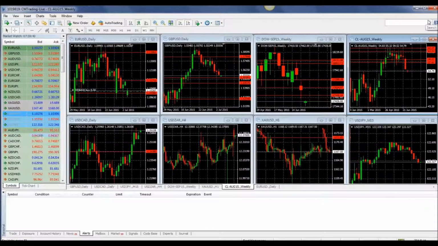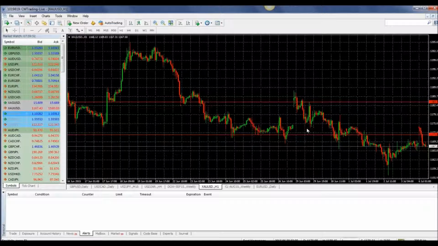These things don't always happen at once. There's a little bit of a move, and then boom, you get your real move. So you have to be really patient with the currencies and the symbols that you're trading.